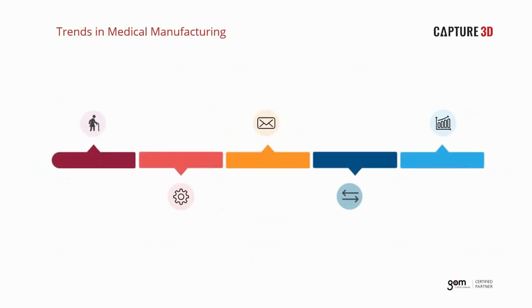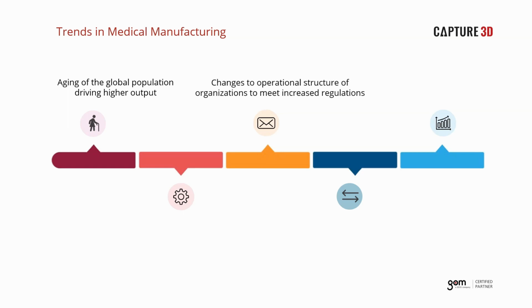So let's address some trends. It's no secret the global population is aging. This is driving higher output for medical devices as well as orthopedics. In order to keep up with this demand, companies are changing their organizational structures. As we mentioned before, there's an increase in R&D spending.